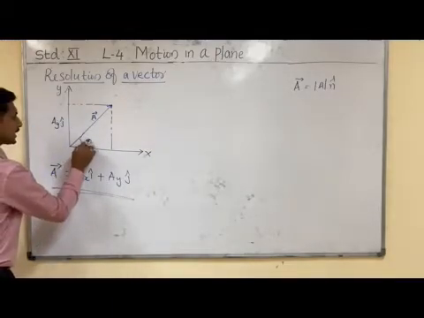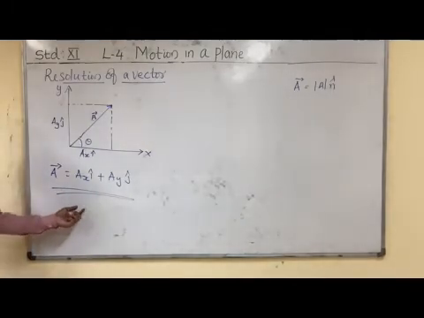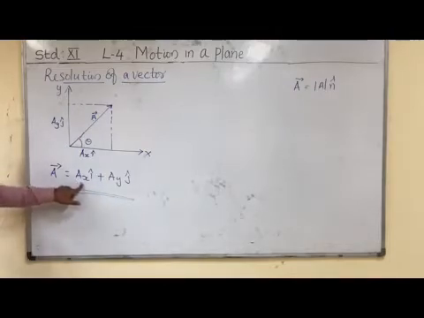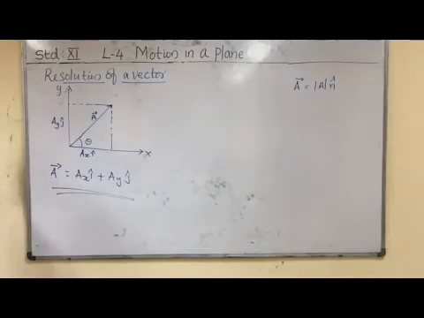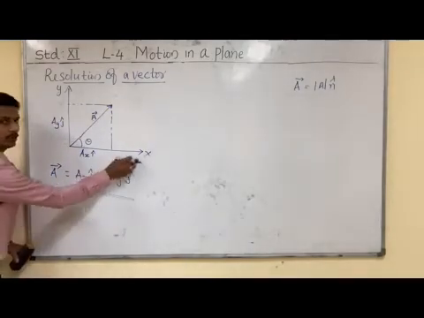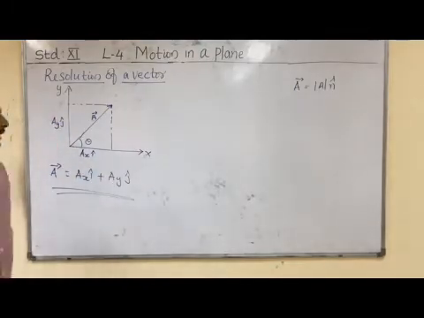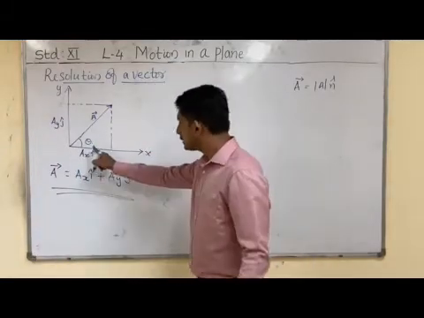Suppose this vector makes an angle theta with respect to the x axis. Vector A is represented as AXi plus AYj, where AX is the magnitude of vector A along the x direction and AY is the magnitude of vector A along the y direction.